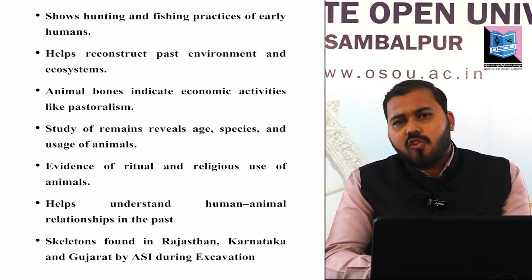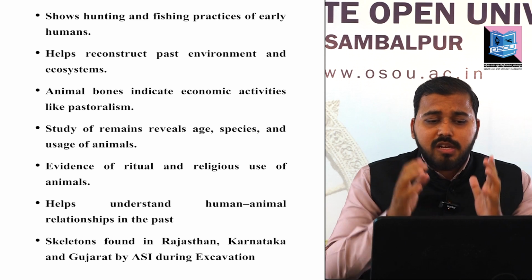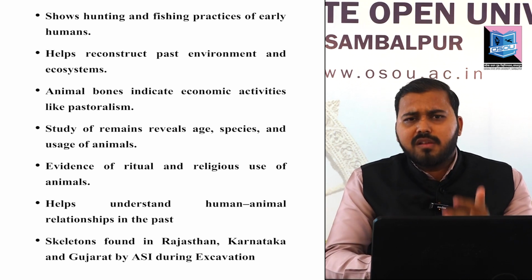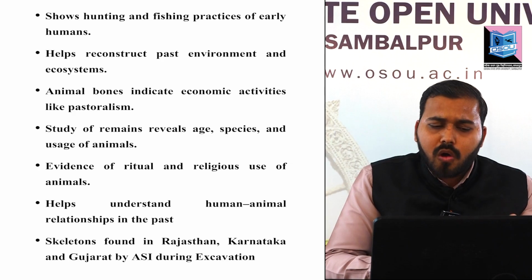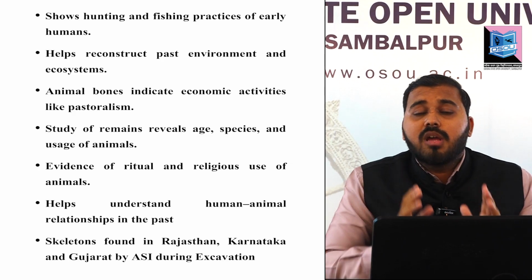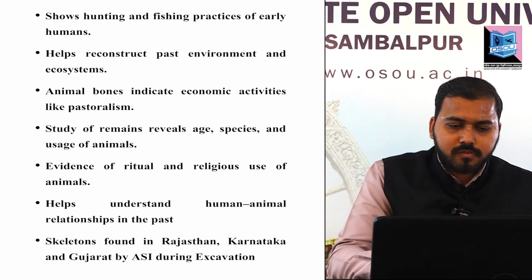Now, the domestication of animals. This is the most important point here, learners, the domestication of animals. It also helps to identify when and how animals such as cattle, sheep, goats and dogs were domesticated, and it also discusses the development and growth of agriculture and domestication of animals.